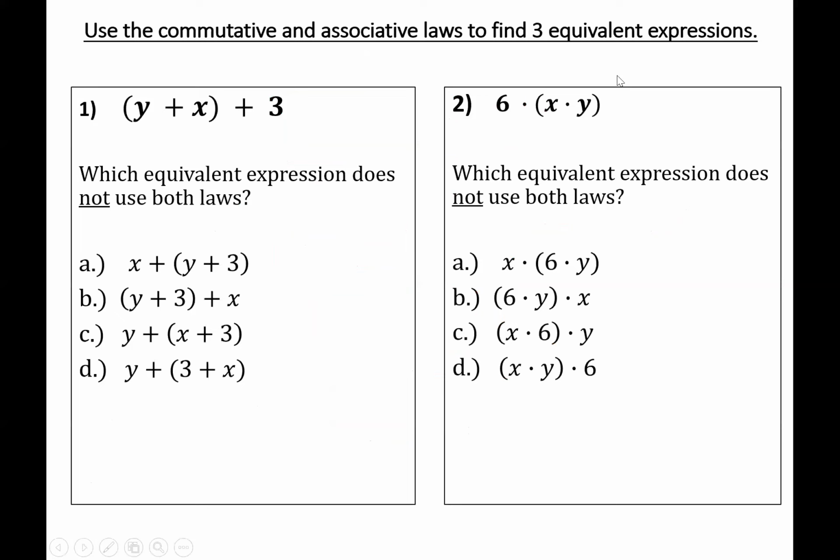All right, we have a couple of tricky questions here. These are multiple choice questions. It says, use the commutative and associative laws to find equivalent expressions. So number 1 starts out in parentheses, y plus x, close parentheses, plus 3. Now we have some choices below, and the question is, which equivalent expression does not use both laws? Both laws meaning the commutative to switch order, and the associative to switch grouping.